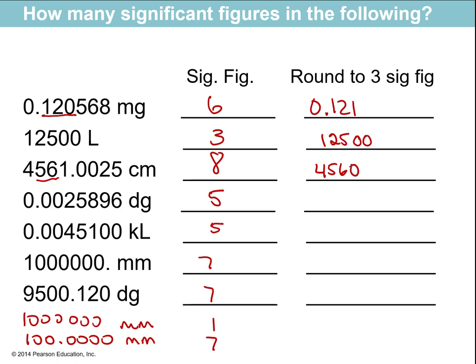What about the next one? 0.0025896. 3 significant figures are the 2, 5, 8. So then I know the 9 and the 6 are the things that I have to round. What is that going to round? Up or down? Up. So my 8's going to become a 9. So in this case, do I keep the zeros out front? Yes, because it shows the size of the number. 2, 5, but my 8 becomes a 9.